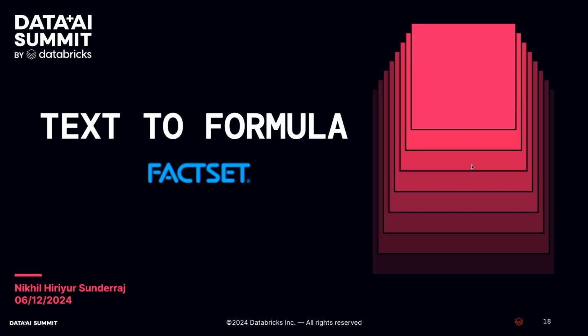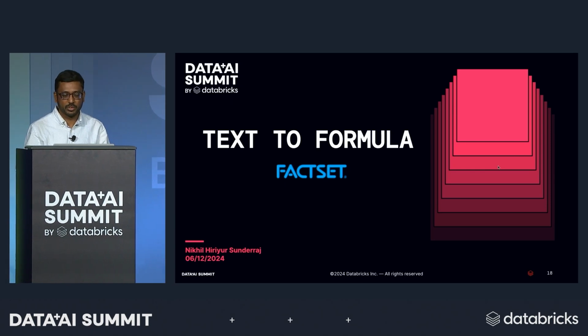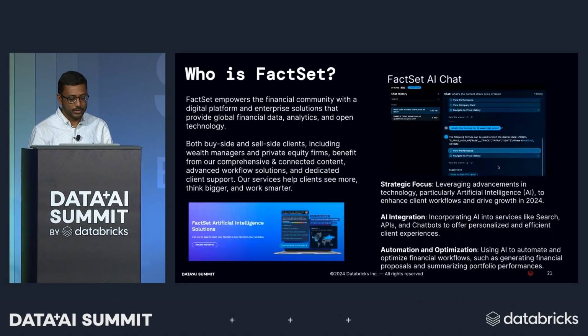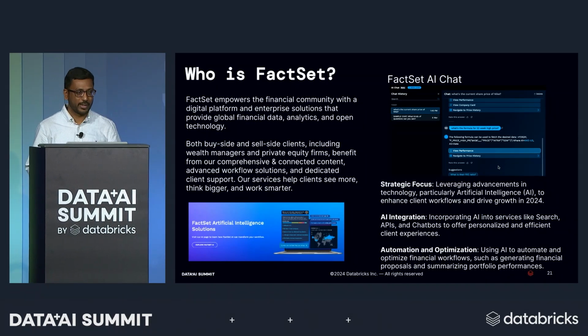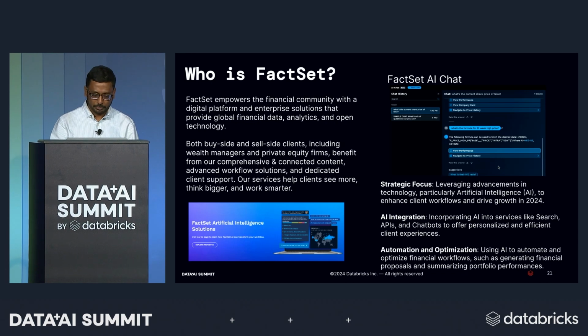Hello, everyone. Thanks, Craig. So today I'll be talking about text to formula. As the name says, generate a formula using a natural language query. So before getting onto it, quickly, who is FactSet, right? What do we do? FactSet empowers the financial community with a digital platform and solutions which can deliver global financial data, analytics, and open technology. So we have buy-side and sell-side clients, including wealth managers and private equity firms, which benefit from our comprehensive and connected content, and use our dedicated client support as well.